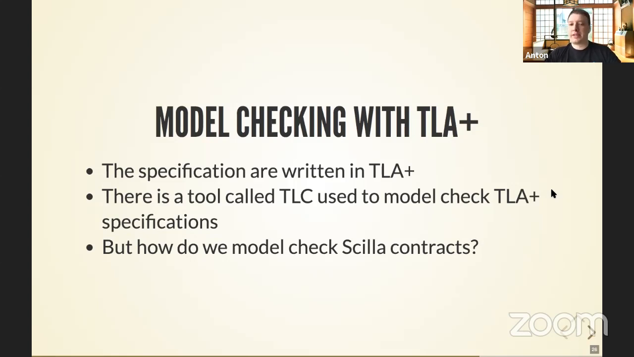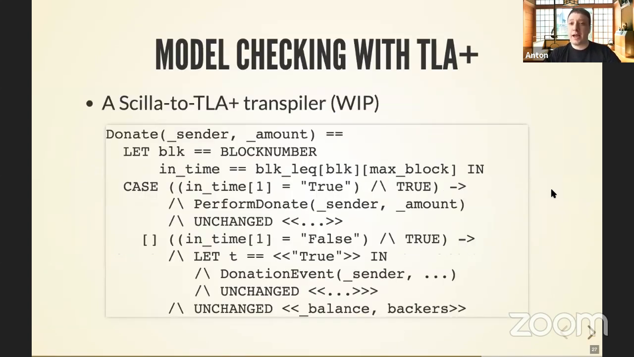But how do we model check Scilla contracts, right? Because Scilla contracts are not written in TLA+, they are written in Scilla. So what do we do? The answer is simple. We have a Scilla to TLA+ transpiler, or you can call it translator or compiler, which is still work in progress, but we are showing you the preliminary results we're getting. With that transpiler, you can translate the whole of your contract. For example, this is just a fragment of the translation of the crowdfunding contract that I showed you before.